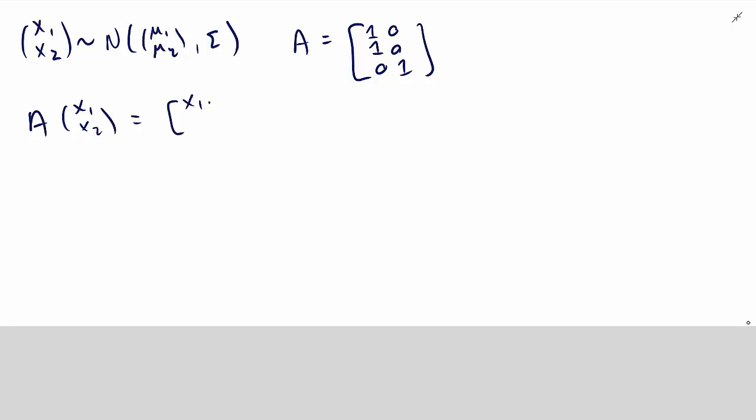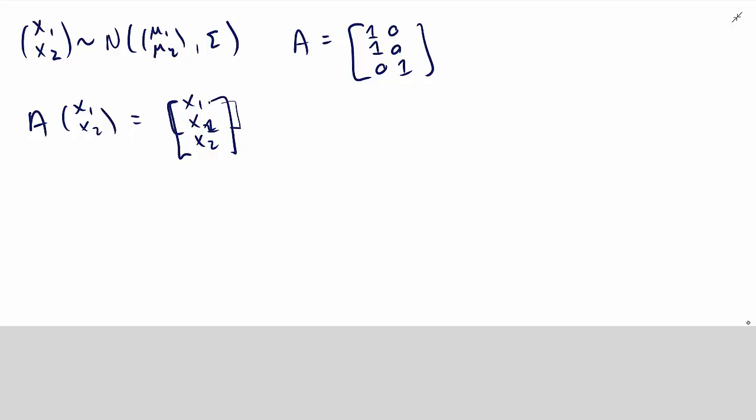So let me define A to be equal to the matrix with rows (1, 0), (1, 0), (0, 1). Then the matrix A times (x1, x2) works out to be (x1, x1, x2). So this can't be multivariate normal because the first two entries are just the same one repeated twice.